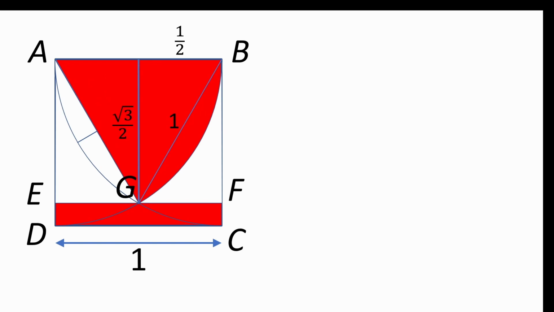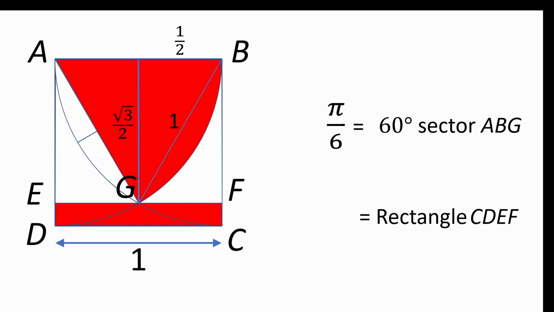Now we're ready to start calculating the areas. The 60-degree sector ABG has area equal to pi r squared over 6. Substituting a value of 1 for our radius, we get pi over 6. Next up is rectangle CDEF, whose area is DC times CF. Since the length of DC is 1, then the area is just equal to the width CF, which we already solved for. Now, let's add up the two regions.